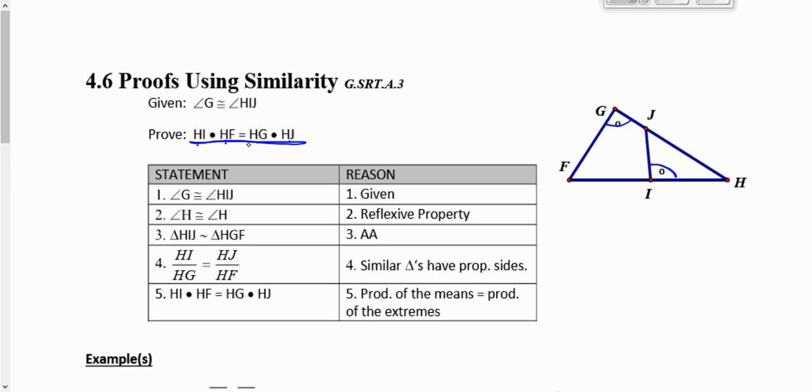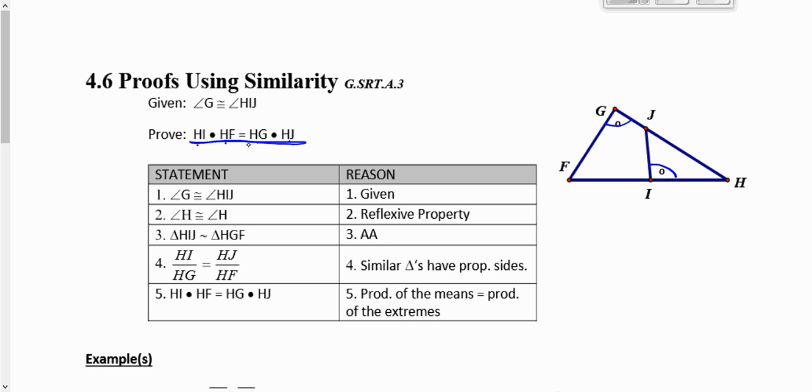Get the triangles what? Similar. And then, like the last proof, get the what? Proportion. And then, when we cross multiply that, we should end up with this. Does that make sense? Okay? So how are we going to prove them similar?